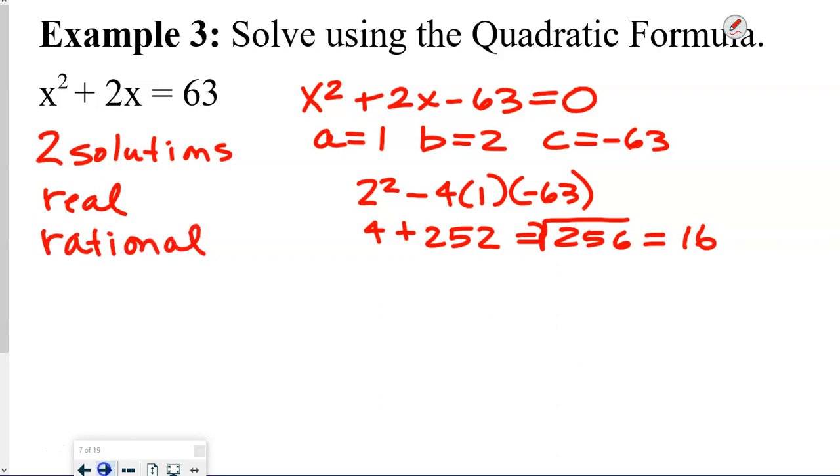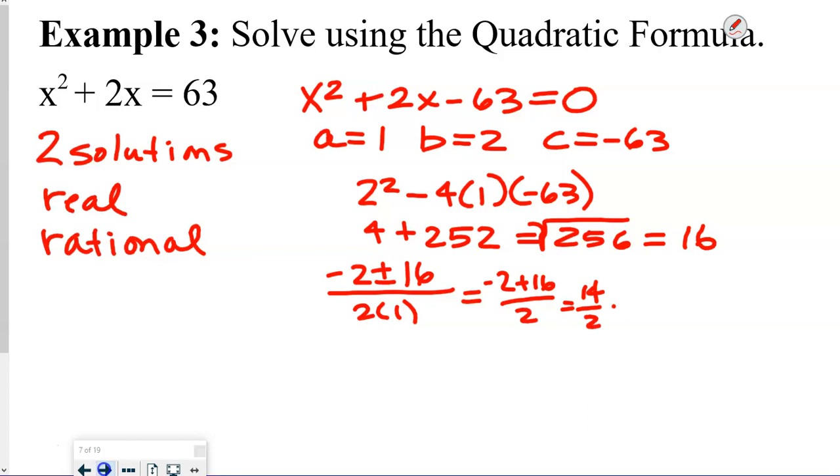So now we're going to, again, populate our quadratic formula. So we're going to do negative b, which would be negative 2 plus or minus. We've got the square root of 16, so we already got the 16. So I'm going to go ahead and put it right there. And then we're going to do 2 times 1, okay? So this is going to be negative 2 plus 16 over 2. That's 14 over 2, which is 7. Negative 2 minus 16 over 2. So that's going to be negative 18 over 2, which is negative 9.